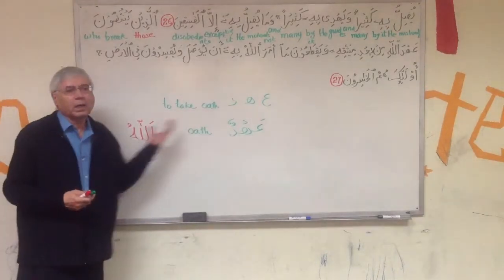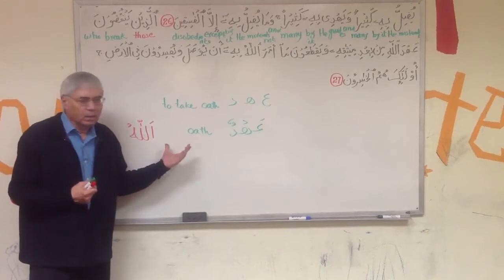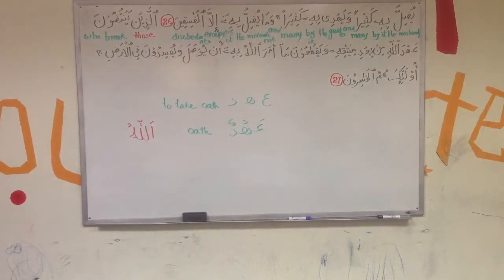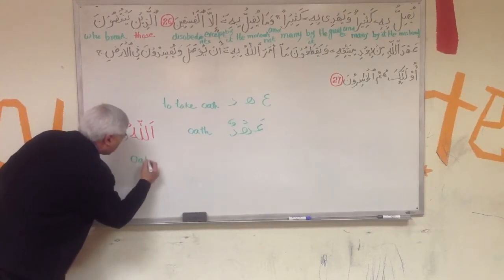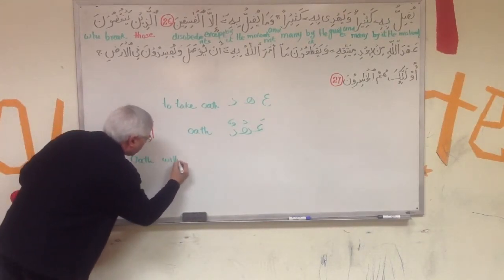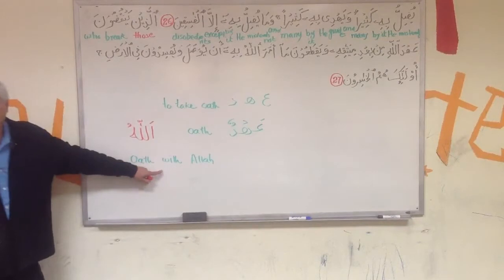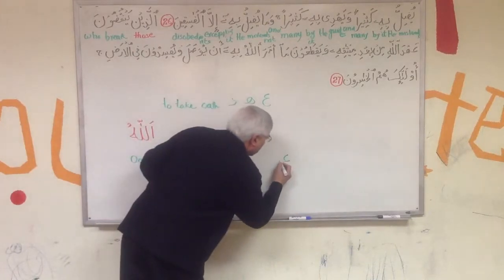If I want to make a relationship between these two, I can say oath with Allah. Okay? If I'm making an oath with Allah, I'm making a promise to Allah, then in English I will put a with in between. In Arabic, how do we do it? In English it is an oath with Allah. If I want to bring the meaning of with by connecting these two words, in Arabic, this is the way we do.